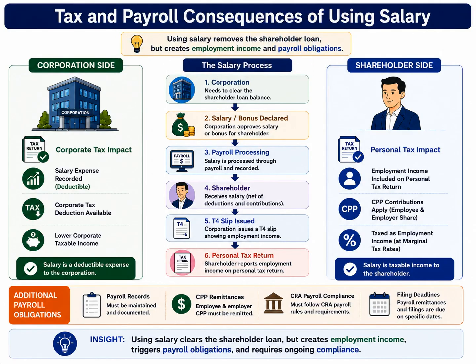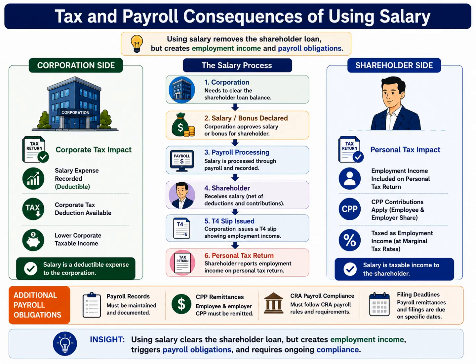The corporation decides to clear the shareholder loan balance by treating the withdrawal as salary or bonus compensation. Once the salary is declared, it must be processed through the corporation's payroll system. Unlike dividends, salary is not simply a bookkeeping adjustment. Payroll calculations must be completed, payroll records must be maintained, and the corporation must comply with CRA payroll requirements.